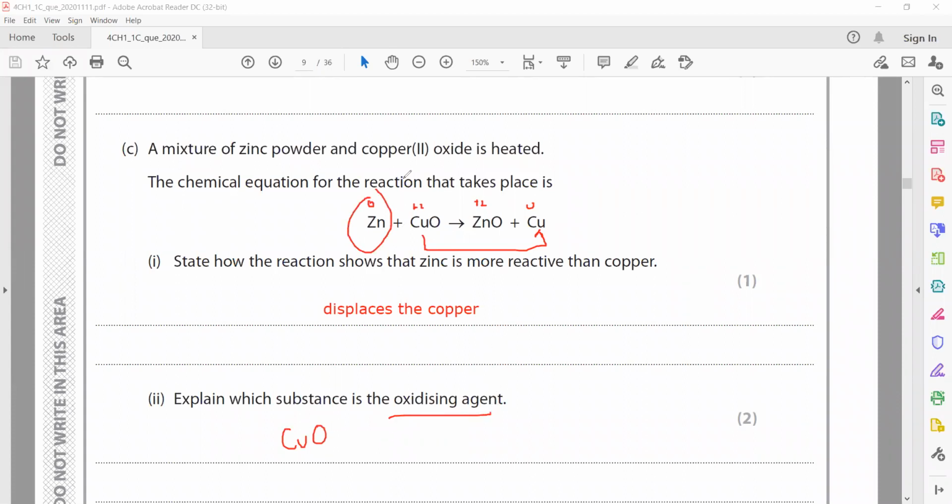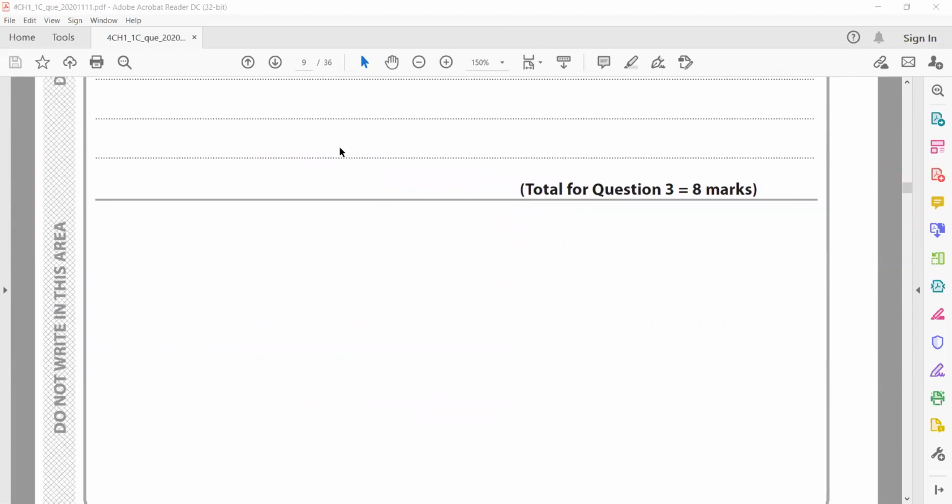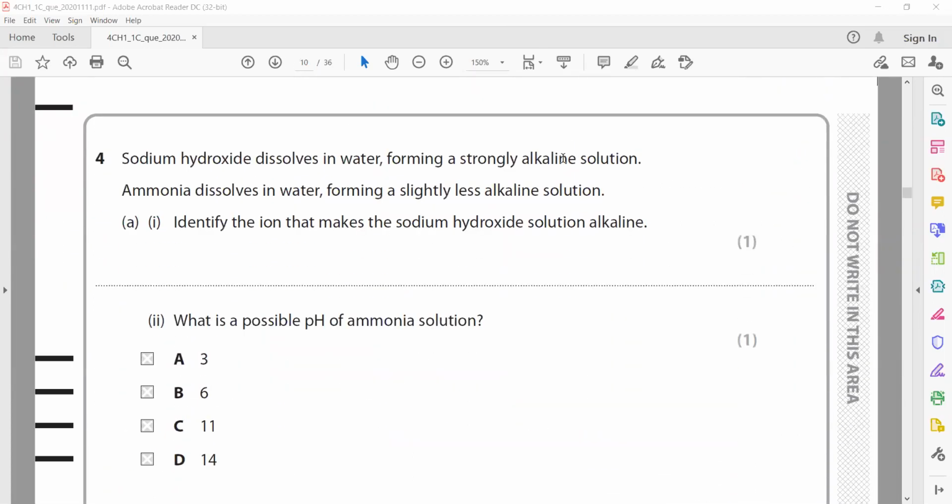Because zinc is oxidized. Why is zinc oxidized? Because it reacted with copper oxide. So copper oxide is an agent which is helping zinc to be oxidized. That's why we call that an oxidizing agent. And normally a substance in which oxidation happens is a reducing agent, and one in which reduction happens is an oxidizing agent.